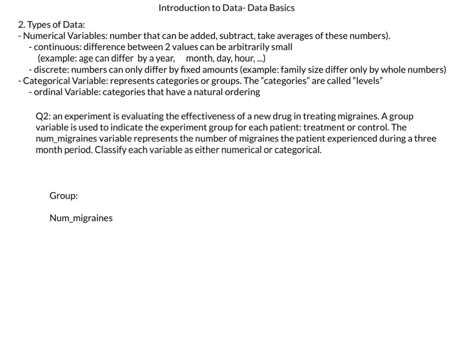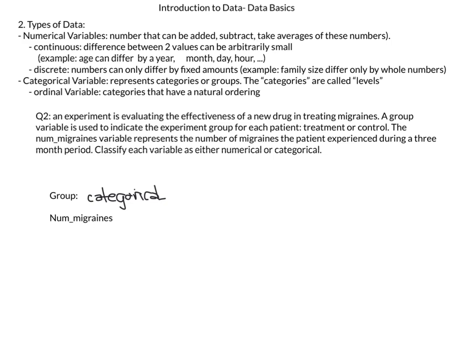Our next example of types of data: an experiment is evaluating the effectiveness of a new drug in treating migraines. A group variable is used to indicate the experiment group for each patient, treatment or control. So we have a variable called group, and it tells you whether the patient is in treatment or control. The number of migraines variable represents the number of migraines the patient experienced during a 3-month period. Classify each variable as either numerical or categorical. So group, as we said, the groups are treatment or control. Those are not numbers. It's categorical. It is not ordinal because there's nothing about one group being more than or less than or ordered.